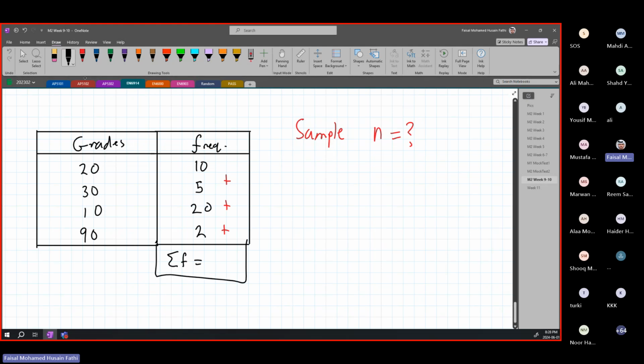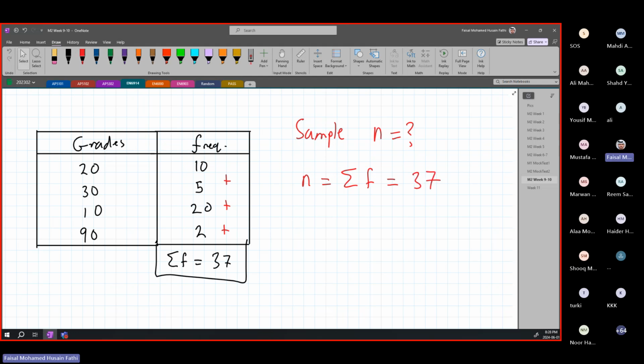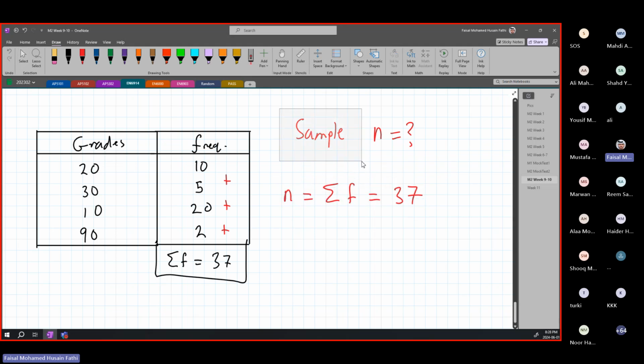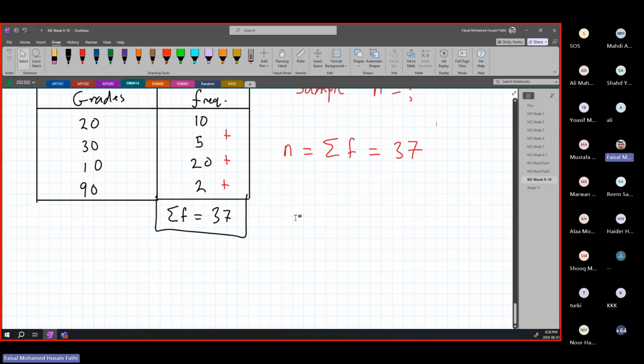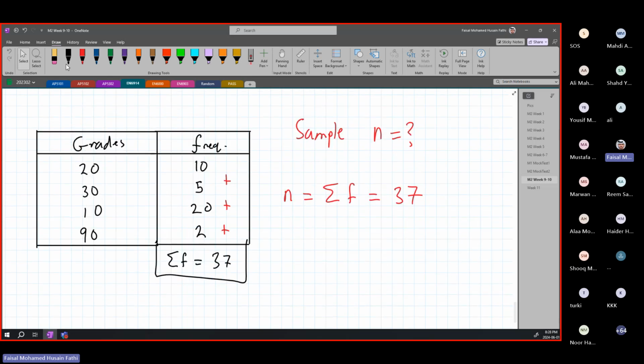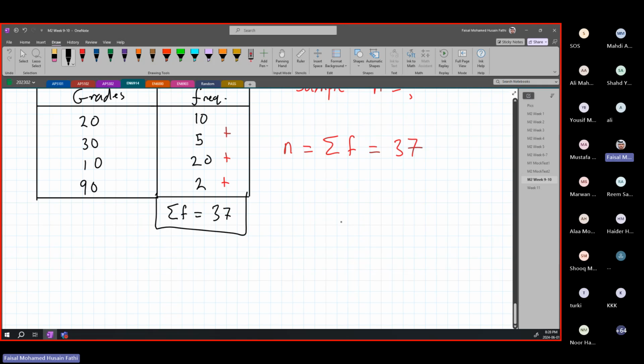Meaning we are adding up all of these. It is going to be 10 plus 5 plus 20, that's 35, 37. So our N, which is also equal to the sum of the frequency, meaning adding up the frequency, is equal to 37. Okay? So this is our first thing that we notice. Our frequency can give us the sample size that we have here.